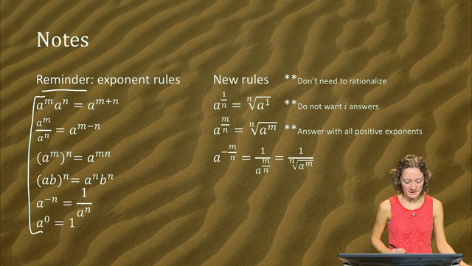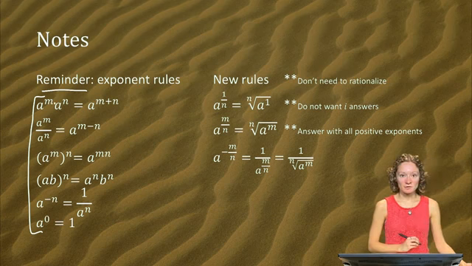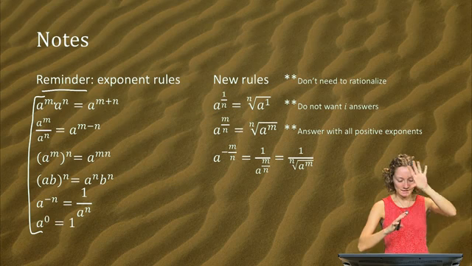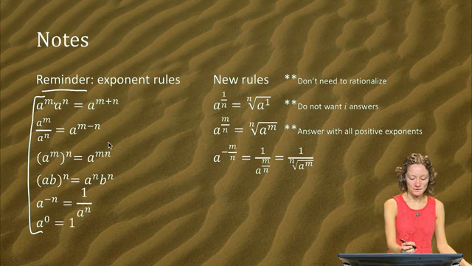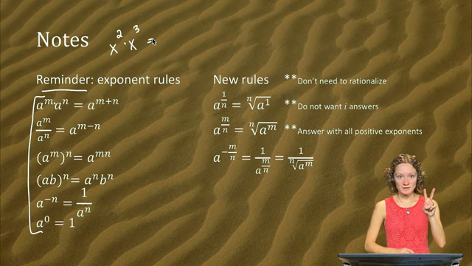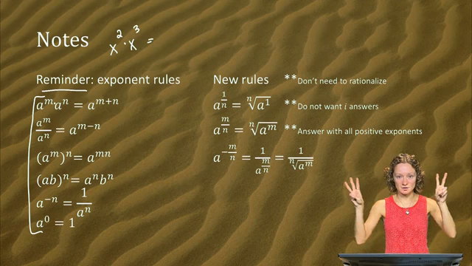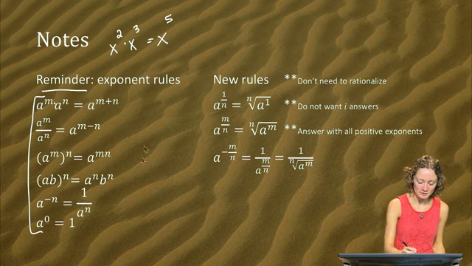The first rule is if you have the same base with an exponent being multiplied by that same base with a different exponent, the two exponents add together. Just like if you were multiplying x to the second times x to the third, this would mean 2 x's multiplying by 3 x's. So you have 5 x's multiplied together. This would give you x to the fifth.